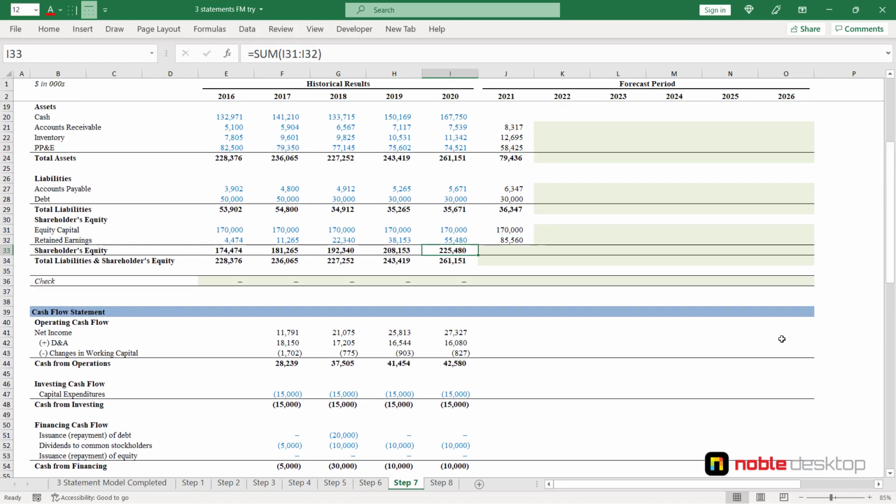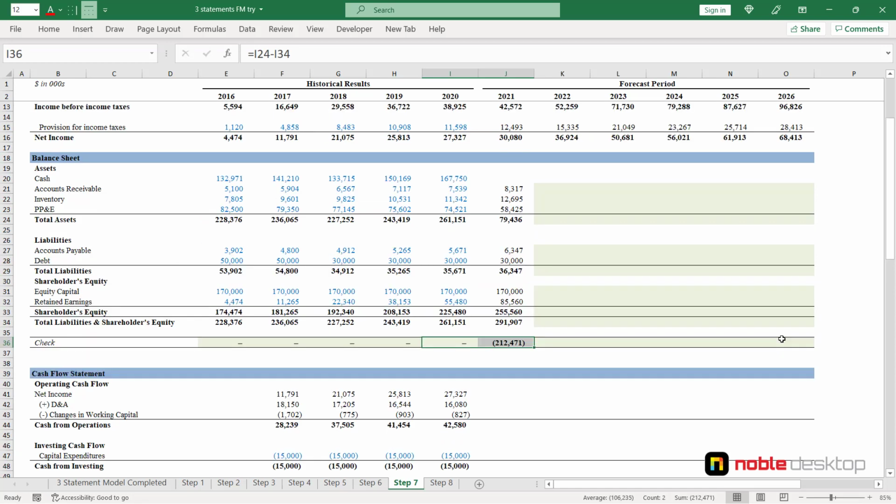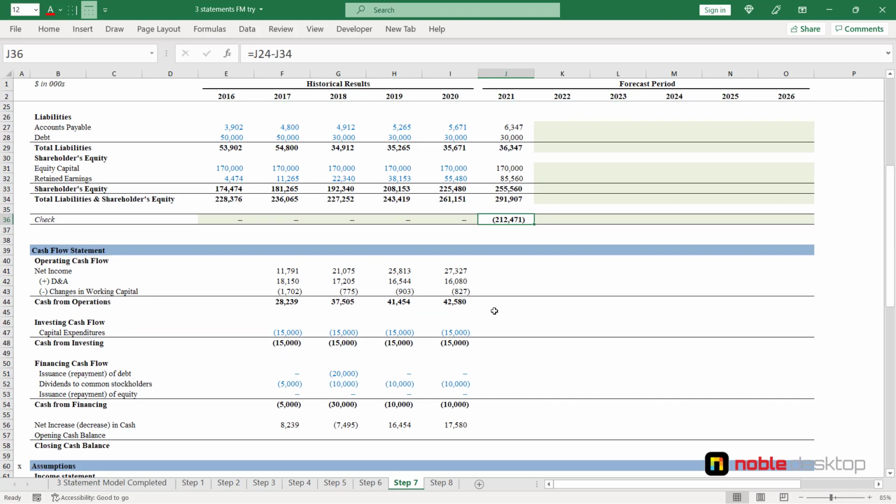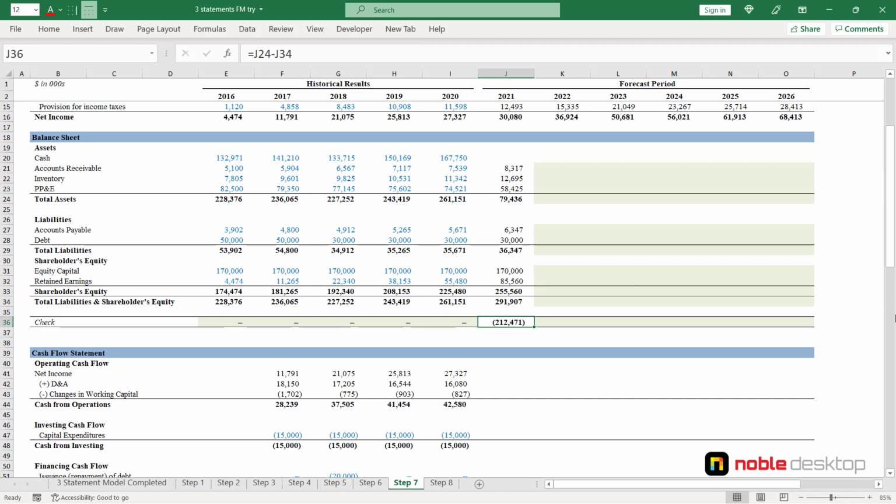And for shareholders equity and total liabilities and equity, I'm going to fill the formulas to the right, as well as my check for the balance sheet being balanced. Obviously our balance sheet will not balance for now because we did not complete cash and some other line items in the cash flow statement that are crucial for us to complete.